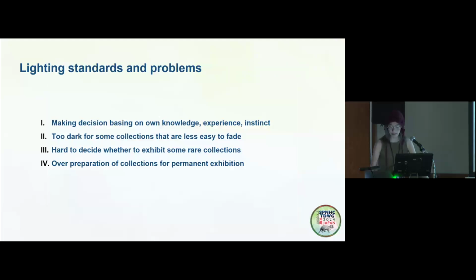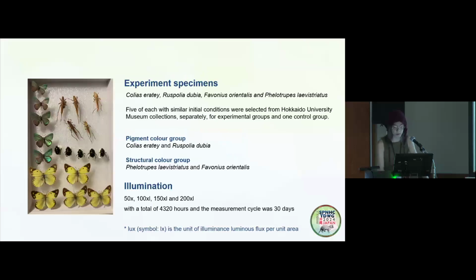my idea to conduct an experiment with the help of the University Museum. My aim was to gather empirical evidence on the stability of structural colors compared to the pigment colors of natural history collections. So I picked a group of 4 kinds of collections, and I conducted an experiment using these. 2 with pigment color and 2 with structural color.